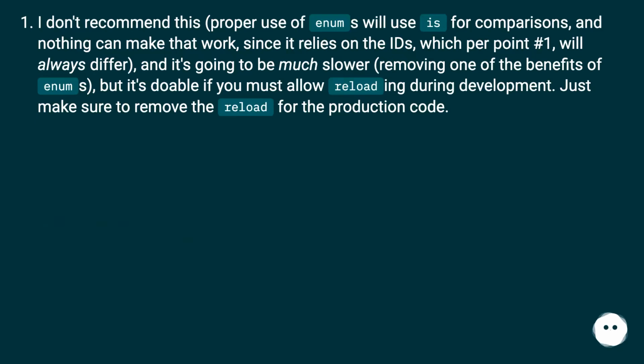it relies on the IDs, which per point number 1, will always differ, and it's going to be much slower, removing one of the benefits of enums, but it's doable if you must allow reloading during development. Just make sure to remove the reload for the production code.